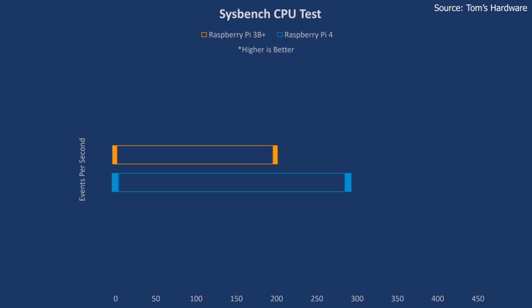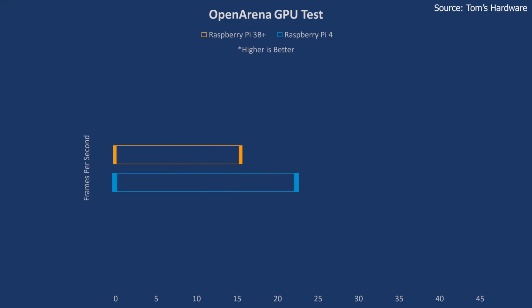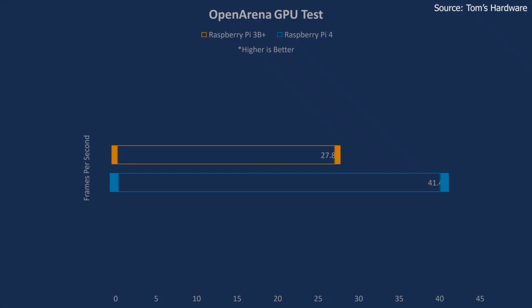For the benchmarks, the website Tom's Hardware tested out the 4 GB Raspberry Pi 4 versus the 1 GB Raspberry Pi 3B Plus. On the CPU side, the Pi 4 shows a considerable 60% increase in performance when using Sysbench. On the graphics side, OpenArena is used, which runs a game similar to Quake 3 Arena and measures the FPS. The Pi 4 scored about 42 frames per second as compared to the 3's 28 frames per second. That is a gain of 14 frames per second.